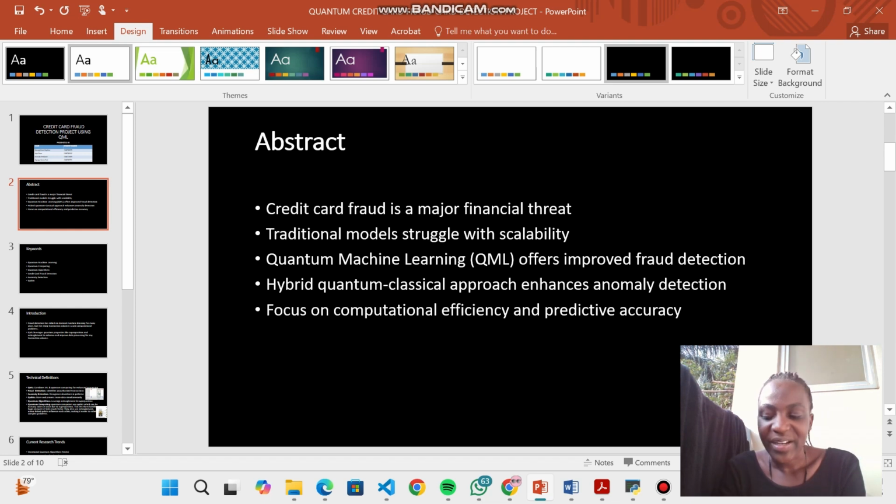So the abstract has quantum machine learning, which offers improved fraud detection and focuses on computational efficiency and predictive accuracy. Then it has hybrid quantum classical approaches that enhance the quantum detection using anomalies. And it does this through different types. We have quantum neural networks, quantum PCA, which will be discussed further in the presentation. Then it also focuses on credit card fraud as a major financial threat to everyone.